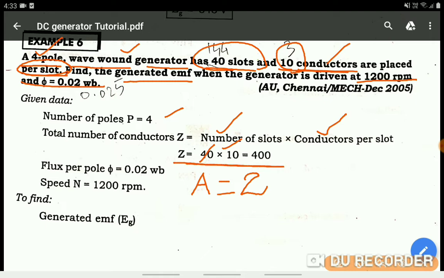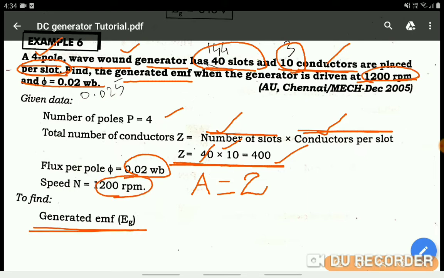So Z is equal to the number of slots multiplied by the number of conductors per slot, which we get as 400. Then flux per pole is 0.02 Weber. It's not milliweber, it's Weber. In the last problem it was given as milliweber, that's why we made a conversion to Weber. Here it's directly given as 0.02 Weber, so no need to make any conversion, keep it as it is. And the speed is 1200 RPM.